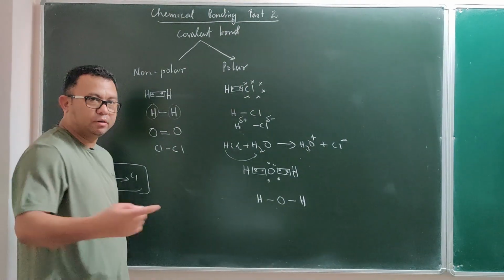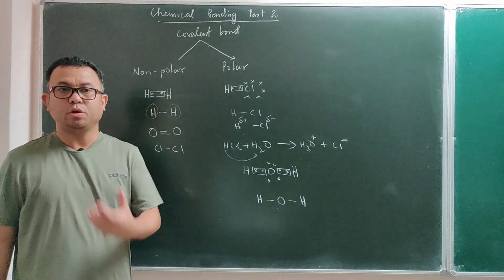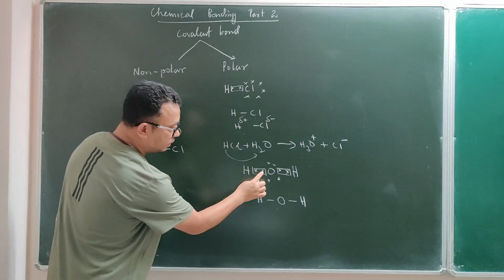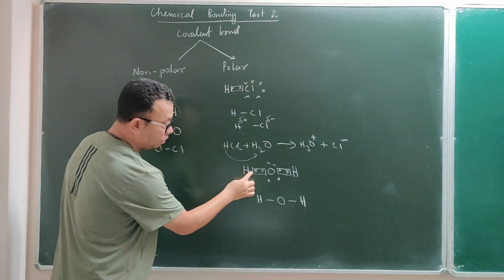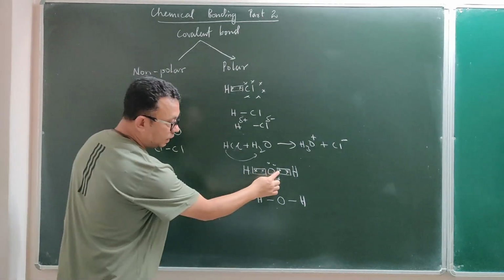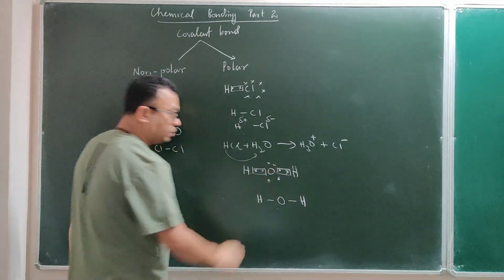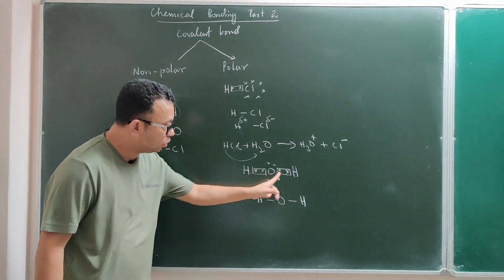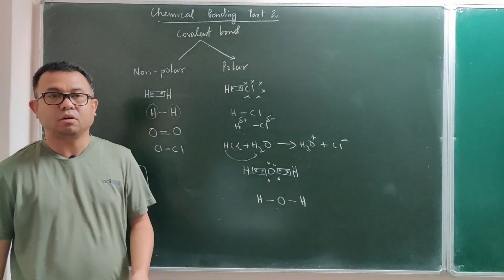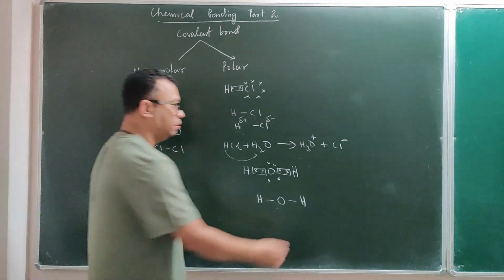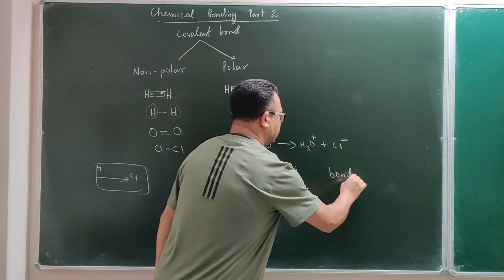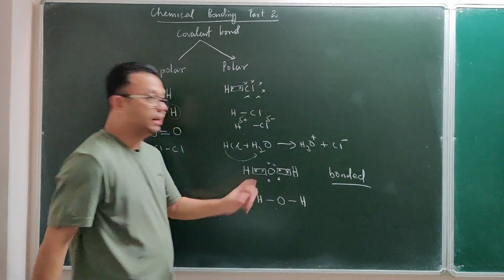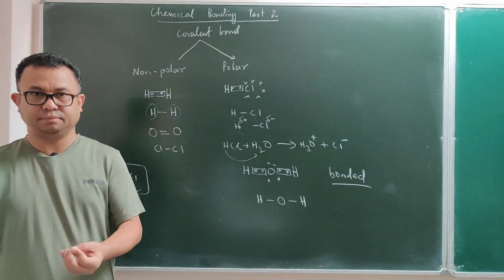Now please understand, later on when we do the structure of the hydronium ion, it is very important that this electron of oxygen was used for the formation of a covalent bond. That electron of oxygen also was used in the formation of a covalent bond. That is why such a pair of electrons, which are used for the formation of a bond, is called a bonded pair. Bonded pairs of electrons.